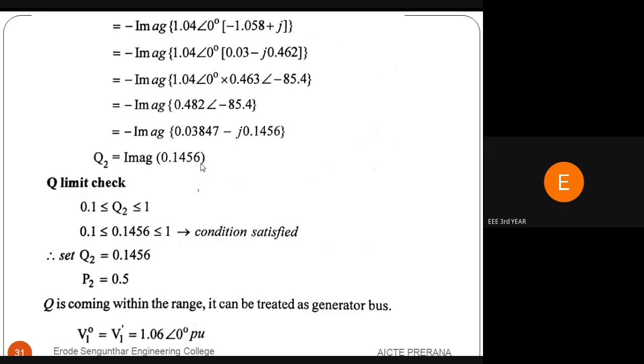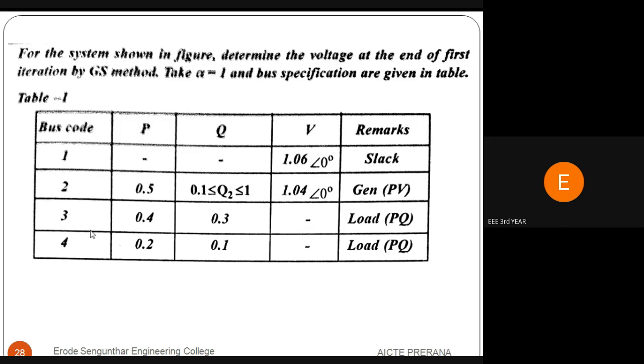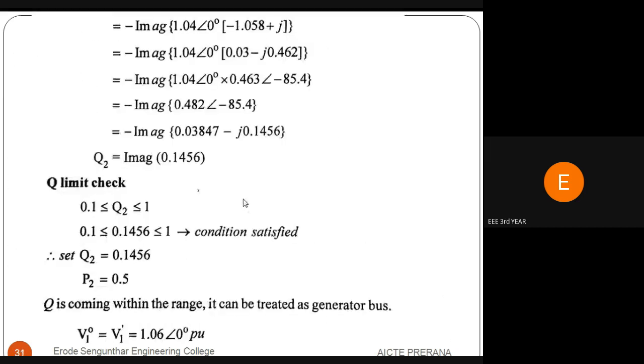Now we have to check whether this 0.1456 is coming inside the limit. The limit is given in the given data: 0.1 less than or equal to Q2 less than or equal to 1. Now substitute the Q2 value here. So we get 0.1 less than or equal to 0.1456 less than or equal to 1. This condition is satisfied. So we set the Q2 value as 0.1456.